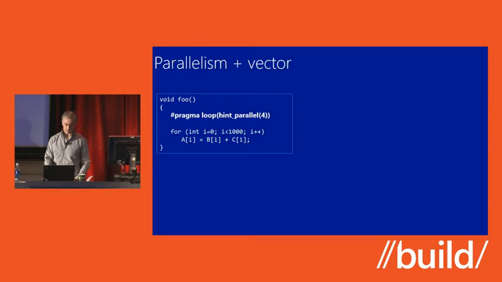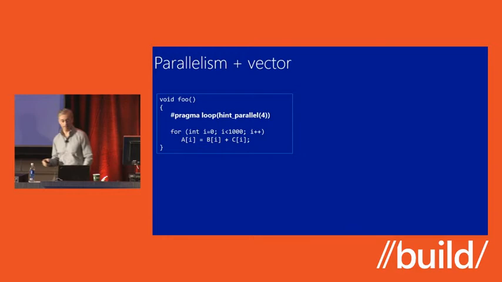So we'll do that for you automatically, and here's how. We've introduced a new pragma. All you've got to do is decorate this loop with a hint. Automatic parallelization is on by default, but a lot of times it's not profitable. This will tell us that you think this loop is profitable to parallelize, and you want it to run on four cores. Okay?